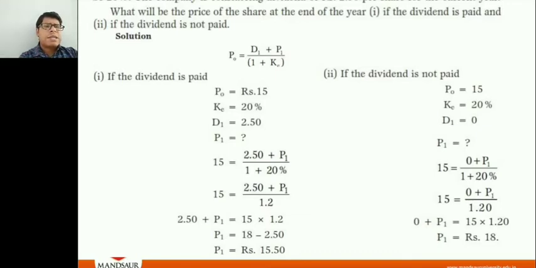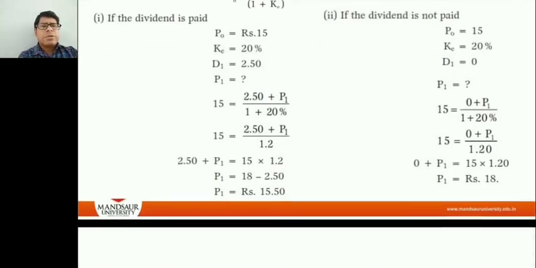Here on the right side, that dividend is not paid, then here we are applying D1 equals 0 and P1 equals 18, we got the value. So this is the approach where there is no relevancy in the dividend payment and there is value of the firm. Correct. So this is the way.